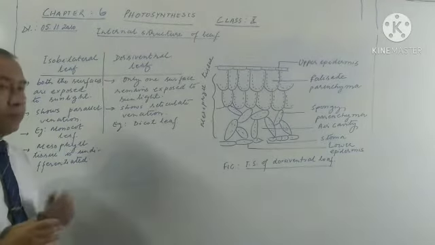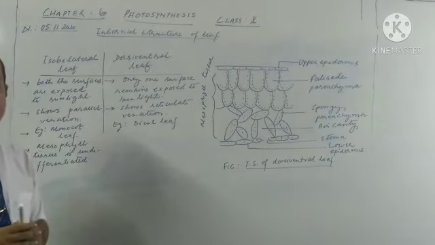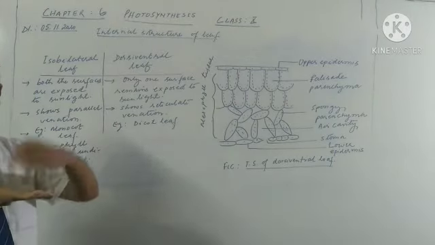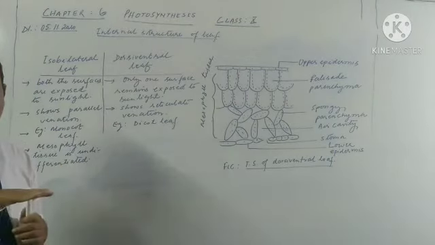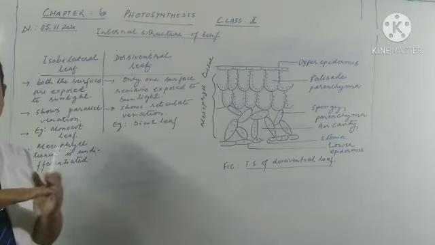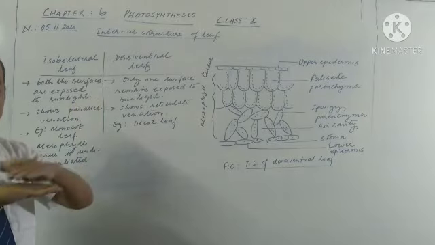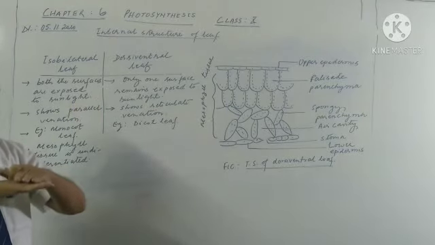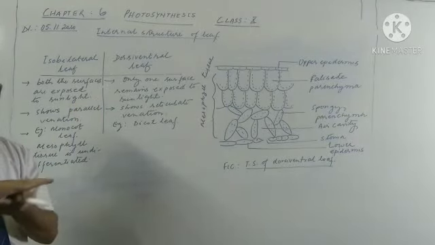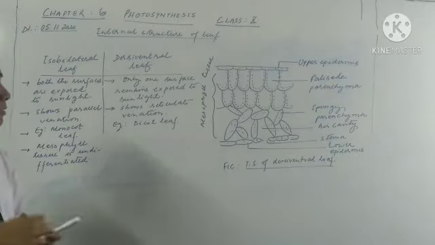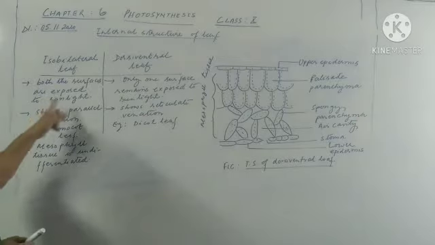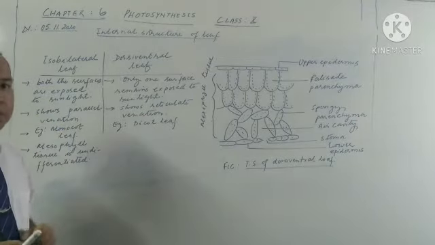And dorsiventral leaf, in case of dorsiventral leaf, only one surface remains exposed to the sunlight. The best example is the leaf of China rose. The surface which remains exposed to the sunlight is called the dorsal surface, and the surface which remains hidden is called the ventral surface. So that's why I have included here: both the surfaces are exposed to the sunlight, and only one surface remains exposed to the sunlight.